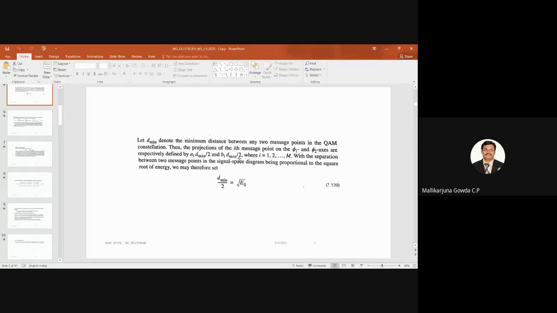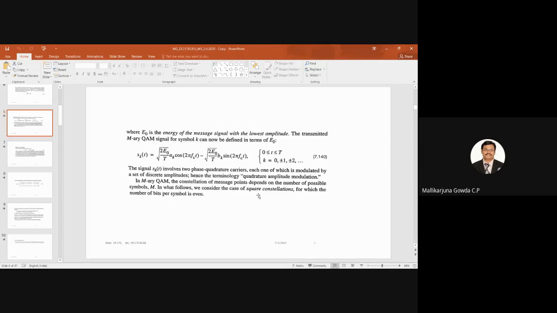And those message points are separated by what distance? d_min is equal to 2 times the square root of E_0, or d_min by 2 is equal to root of E_0, where E_0 is the energy of the signal. So this is how we express mathematically the QAM modulated signal. I said E_0, with respect to the previous expression, is the energy of the message signal, the lowest amplitude. Fine.